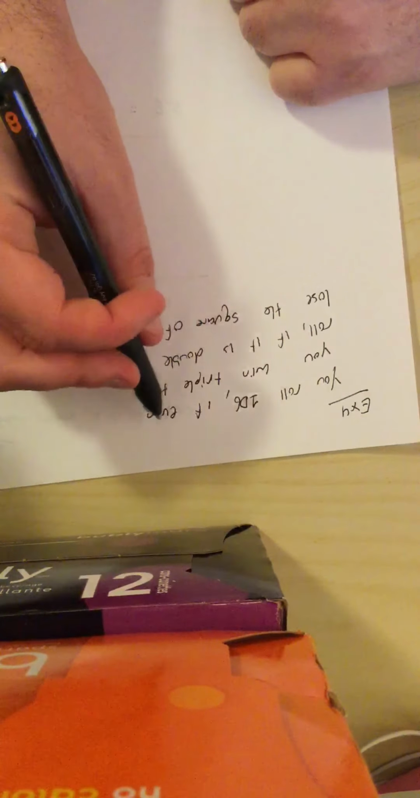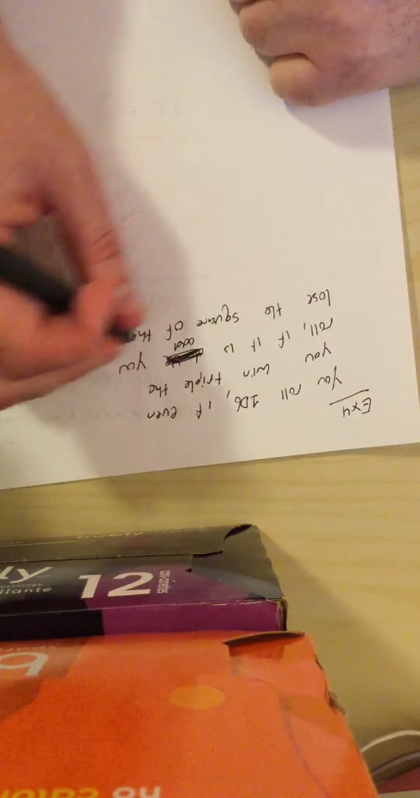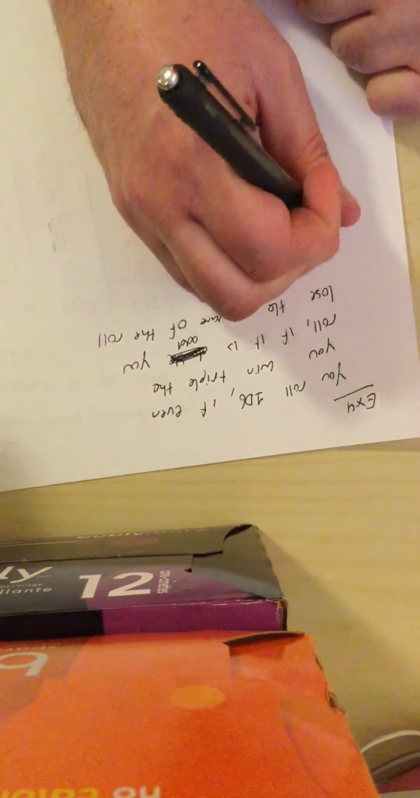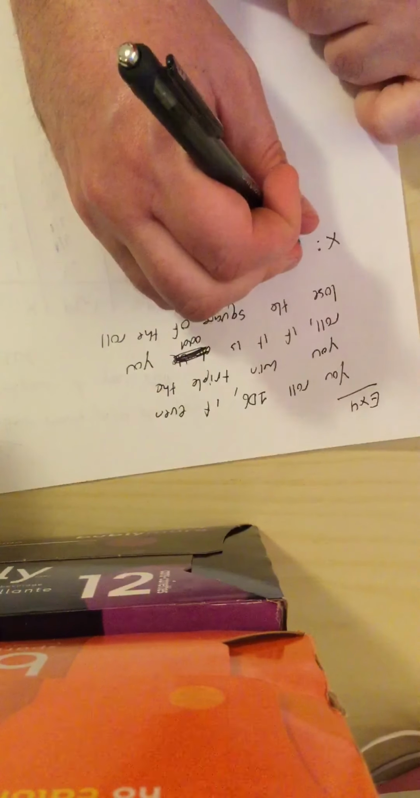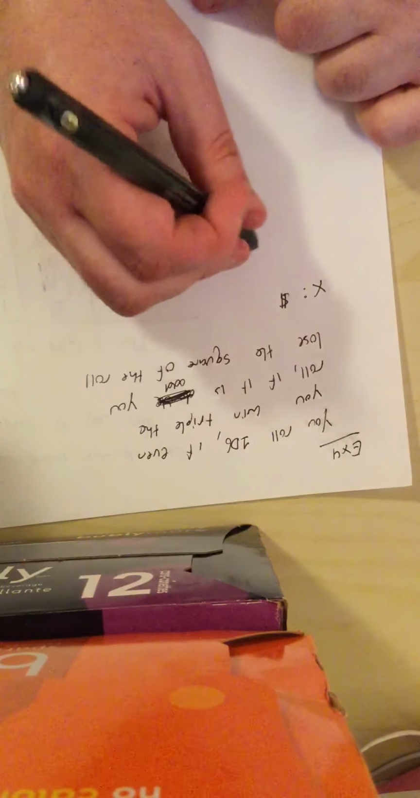So if it's even, you win triple. If it is odd, you lose the square of the roll. So if it was a 3, you're going to lose $9. And X is going to be your money. That's going to be the change.